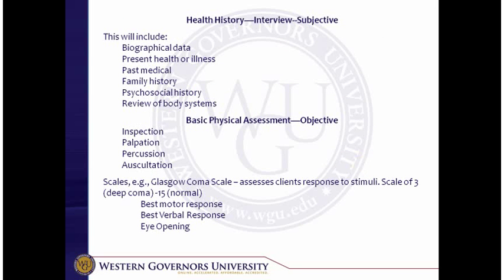Some of the subjective pieces of information that you're going to get during the health history interview are things like the biographical data, where they live, their address, what their current health or illness is, any past medical history, significant family history, psychosocial history, and then a review of body systems. And the objective information is information you're going to get from a basic physical assessment. The objective information, remember, is things that we can inspect, palpate, percuss, or hear. These are pieces of information we gain through our assessment.